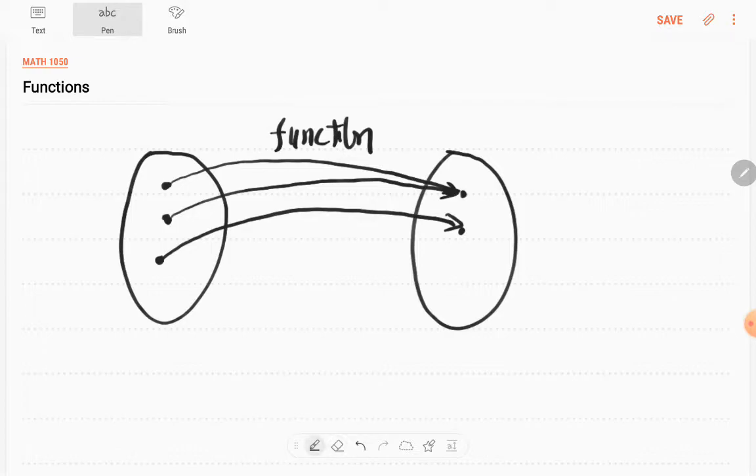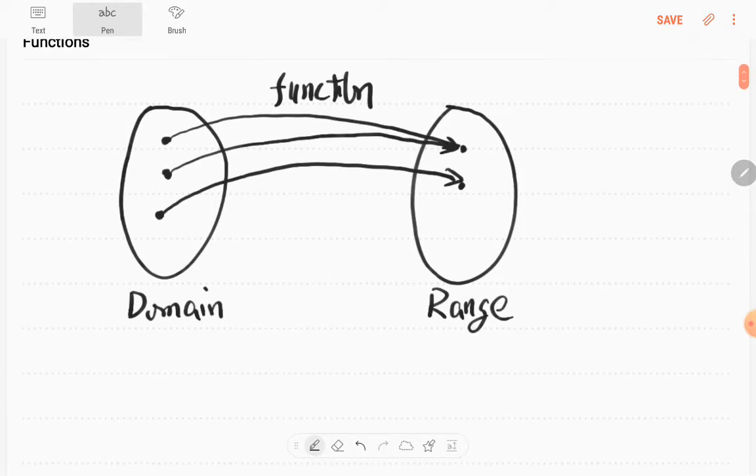So the elements on the left side are called the domain of the function, and the elements on the right side are called the range of this function. Sometimes we call the domain the input. We have some input here, then through the function you will have an output. The range is called the output.